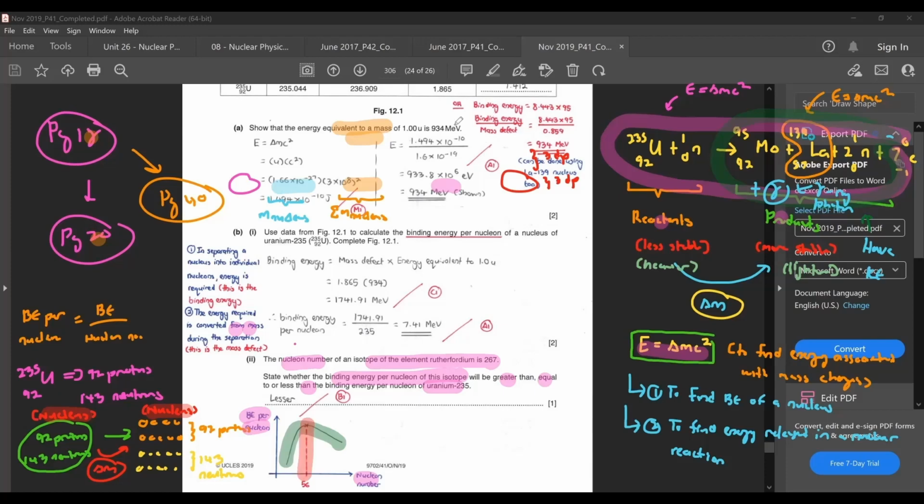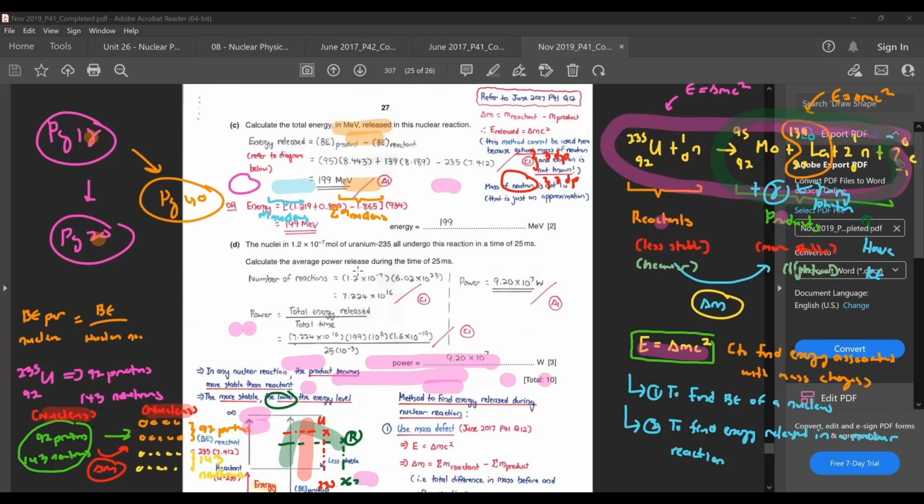If you're talking about Rutherfordium with nucleon number 267, but uranium is 235, you could probably say that uranium-235 is here. This is uranium. Then Rutherfordium is probably somewhere here because it is 267, you see. So this is Rutherfordium. I do not know what is the symbol for Rutherfordium. Let's just call it R. You'll be able to see that the binding energy per nucleon of Rutherfordium is actually lesser. So the answer is just lesser. Okay, so far so good with this.